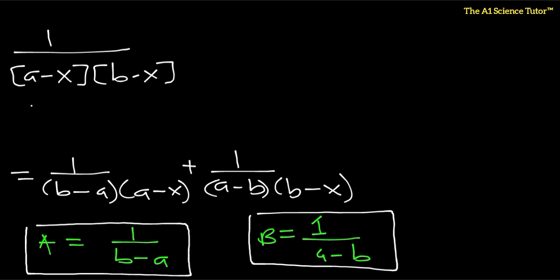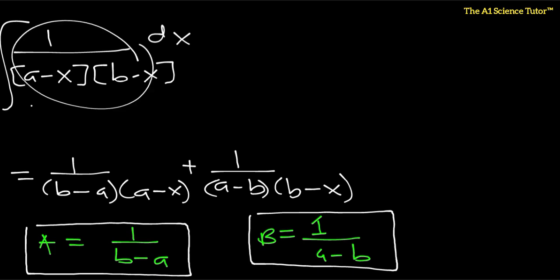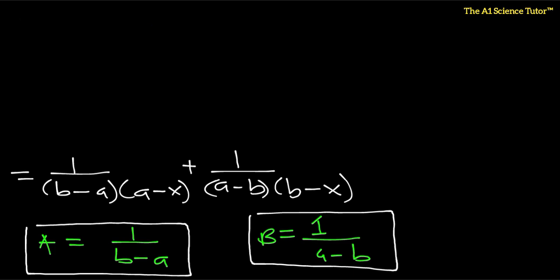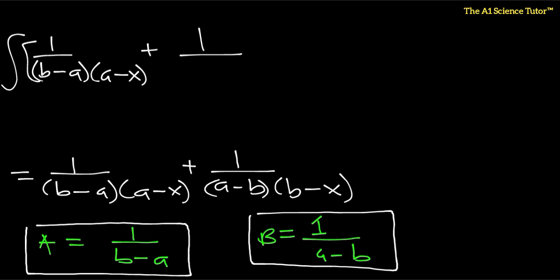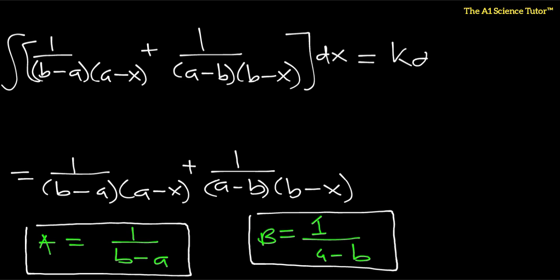Now we know that initially we had the integral sign with a dx there. Now this whole stuff has been changed to this. So we need to change it. So we are actually going to have integral 1 over b minus a, and this is a minus x, and this is plus 1 divided by a minus b, and we have b minus x. And so this is dx. And on this other side, remember we had k dt, integral k dt.